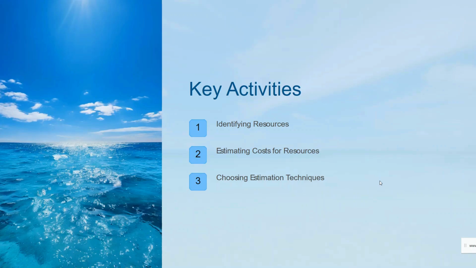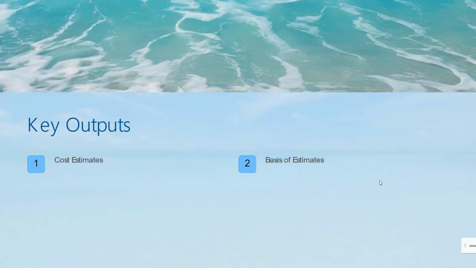That means estimating individual components and then aggregating them. Okay, so next we have the key outputs. After performing the key activities for estimate cost, we will have the cost estimate. That will be the detailed cost estimate for each project activity and work package. Then we will have the basis of estimates. That's the documentation that will explain the methods and assumptions behind the cost estimates.